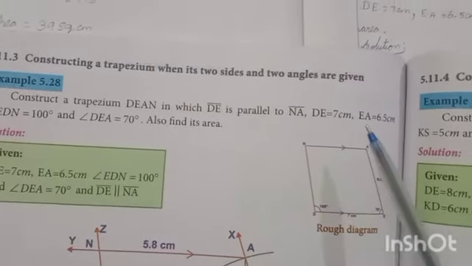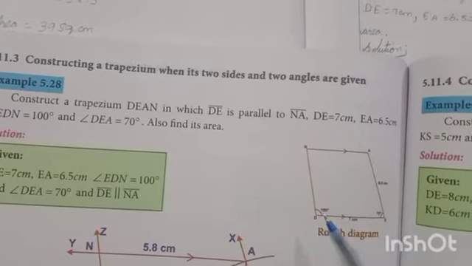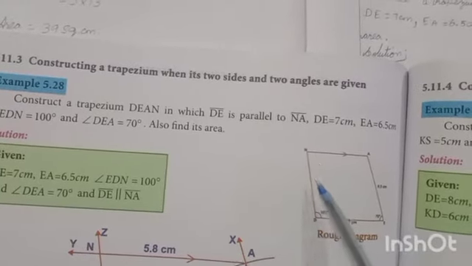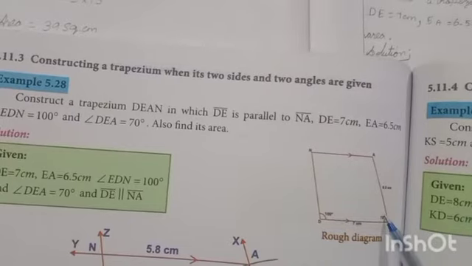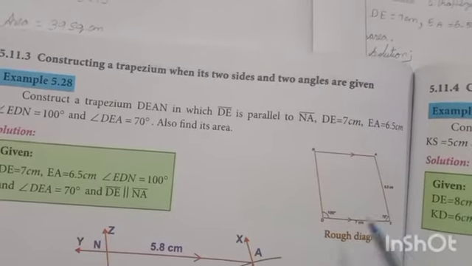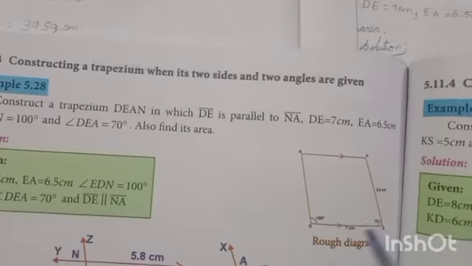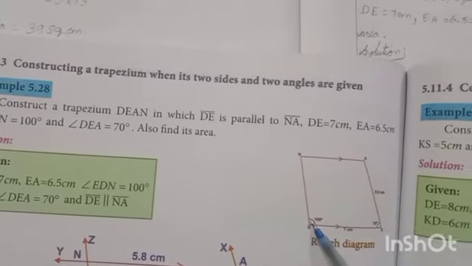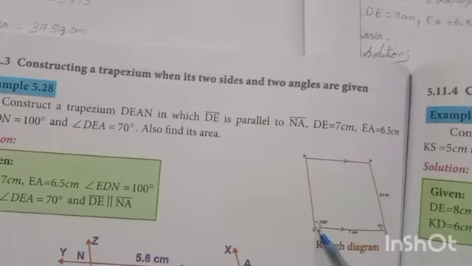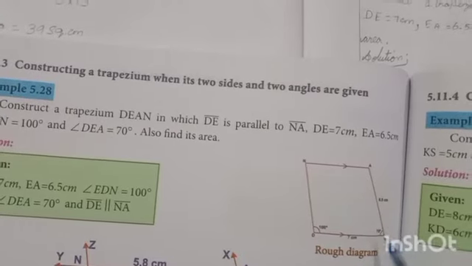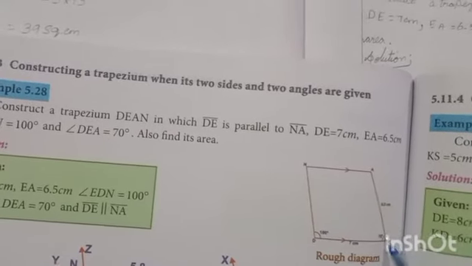The same way you have to write the given and a rough diagram. Okay, the rough diagram you have to draw like this. Then you have to mention 100 degrees, which looks like an obtuse angle, and 70 degrees, which looks like an acute angle. You have to draw properly.